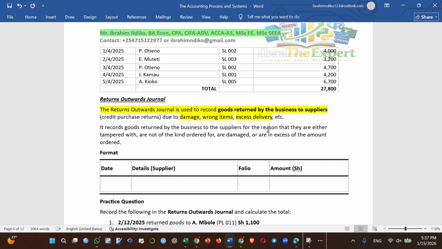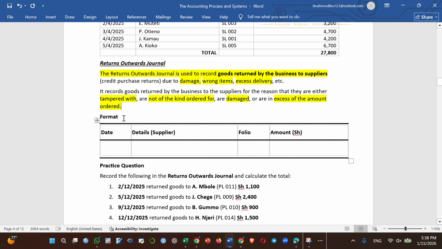So it records goods returned by the business to the supplier for these reasons: they are tampered with, or not what you ordered for. Maybe they have brought something that you did not order, or delivered damaged goods, or brought excess goods, so you can return them. The format for return outwards journal is the same as for the others.